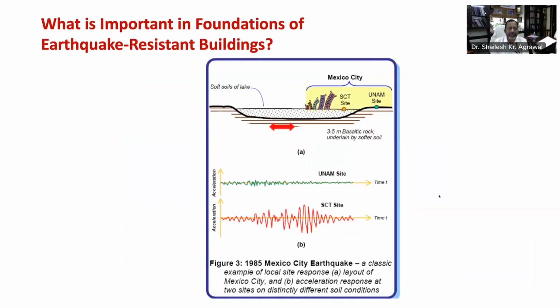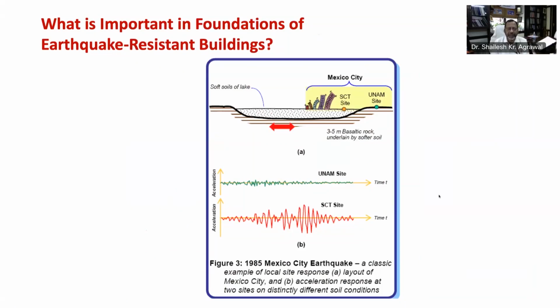Even if local strata underneath a proposed structure is stable, ground shaking may be modified when earthquake waves propagate through the soil overlying rock layers. This phenomena is referred to as site effect. Means even when shaking at the base rock is moderate, the motion at the site may be amplified by soil above rock, and this needs to be accounted for in the design.